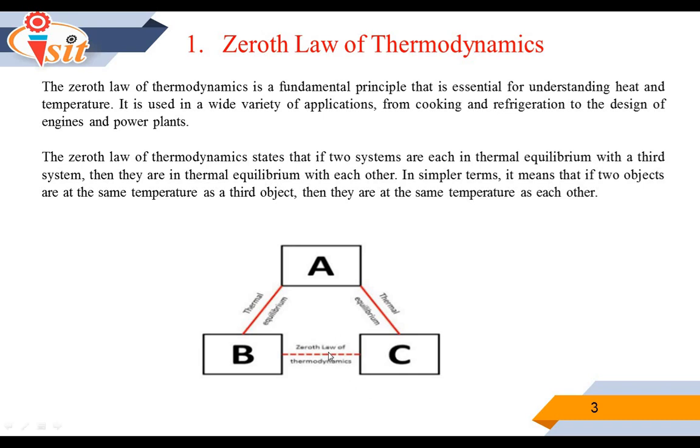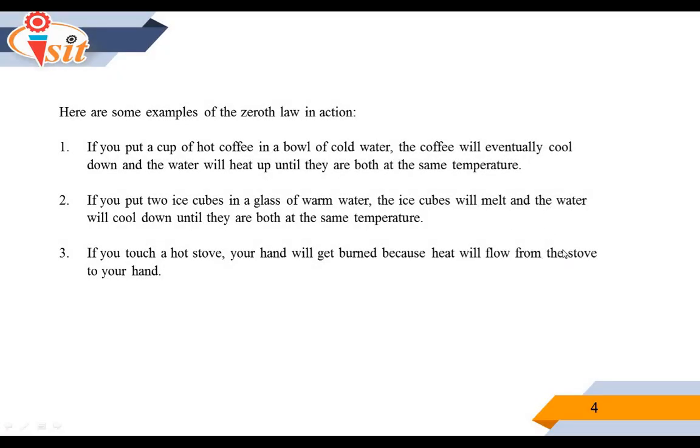In this figure we can see there are three systems, system A, B and C. System A and B are in thermal equilibrium with each other. System A and C are again in thermal equilibrium with each other. That's why systems B and C are also in thermal equilibrium with each other, on the basis of the Zeroth law of thermodynamics. Here are some examples of the Zeroth law in action.